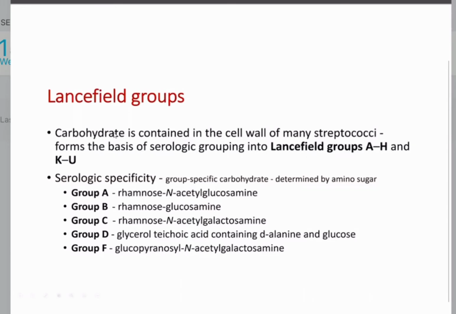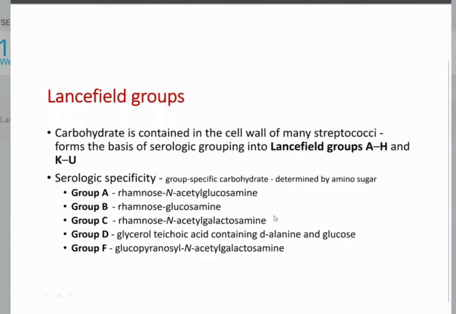So it is based on the carbohydrate antigen which is contained in the cell wall of many streptococci. So different specific serogroups are named through alphabet. So serogroup A, serogroup B, serogroup C, and so on. When the molecular nature of these antigens was looked into, they are nothing but the group specific carbohydrate which has an amino sugar attached to it, and the difference between the amino sugar and the functional group to the carbohydrate gives the particular antigen specificity. So group A to H and K to U are available.